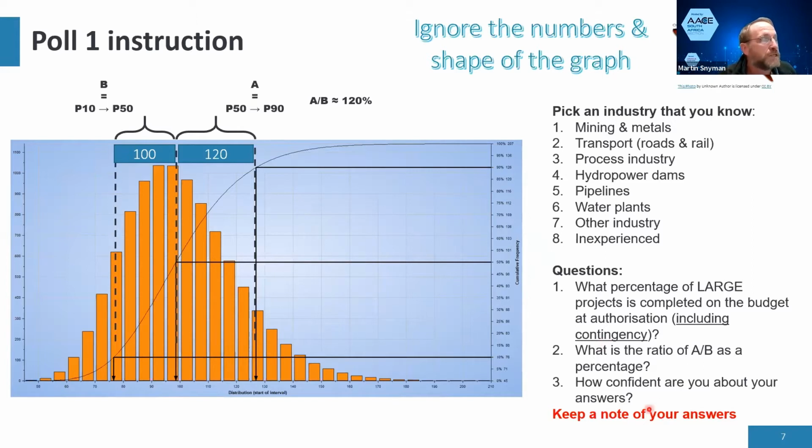So your question here at the bottom is, how confident are you about your answers? And you should aim, for you to pass this test, you must be 90% confident that your ratio and your first question is correct. Okay, we can run the poll.